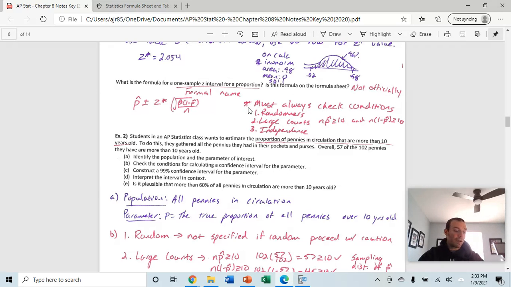Keep in mind, when you are doing a problem, you must always check the conditions, which are your randomness condition, your large counts condition, and your independence condition. We'll look at the next example in class.